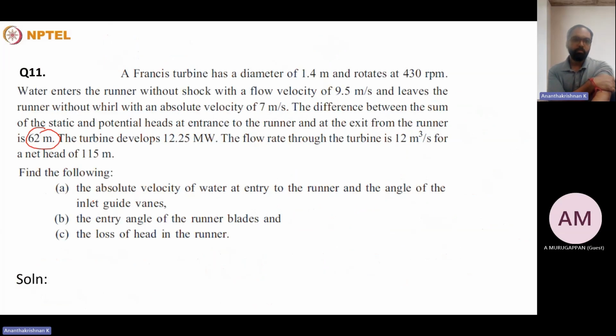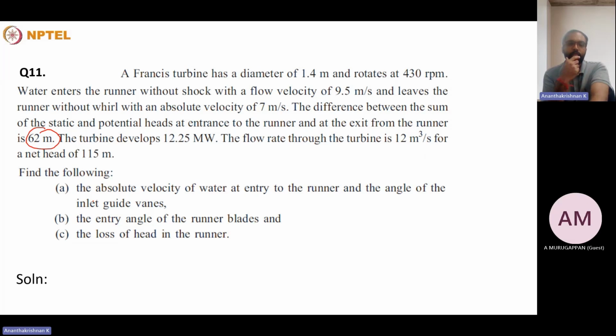In this particular problem, the sum of the static and potential heads was given, the difference between the inlet and the exit. We can calculate the difference in kinetic head between the inlet and exit if we know the absolute velocity at the inlet and exit. We can calculate the absolute velocity at the exit, which is the same as the flow velocity component at the exit, because it is considered swirl-free flow.